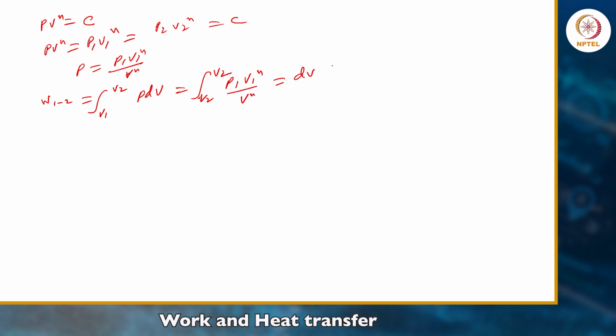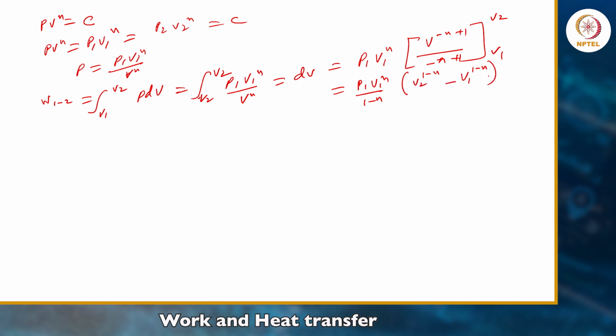Now we replace P by P1 V1^n by V^n, so it becomes P1 V1^n times V to the power minus n plus 1 over minus n plus 1, between V2 and V1, which gives P1 V1^n times (V2^(1-n) minus V1^(1-n)) over (1 minus n). So it becomes (P1 V1 minus P2 V2) by (n minus 1). So it is P1 V1 by (n minus 1) times (1 minus (P2 by P1) to the power (n minus 1) by n).